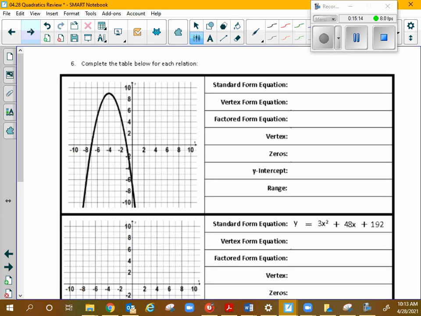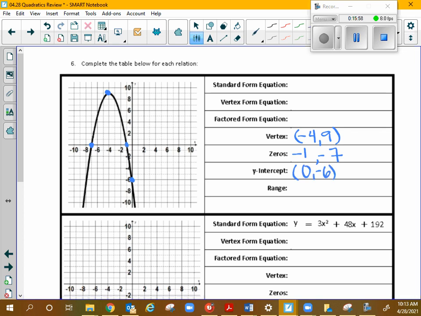Now let's talk about writing from a graph. Tell me some things about this parabola that you noticed. Opens down. Okay, I can see my vertex, my zeros, and my y-intercept, which is going to help me a lot. So what are my zeros? -1, -7. What's my vertex? -4, 9. What's my y-intercept? -6.